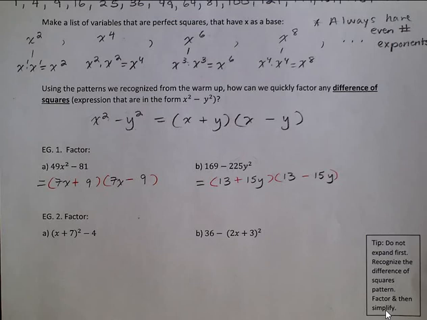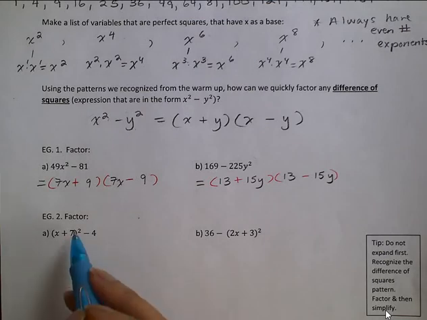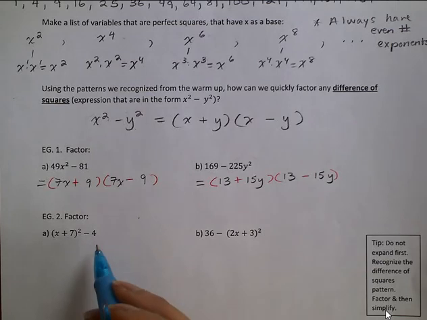And the square root of 225y squared is 15y, so it goes in that second spot. We're going to do some questions that look a little bit more challenging. So example 2 says to factor. Now, this is also a difference of squares because x plus 7 squared is a perfect square. If I take the square root of x plus 7 squared, I get x plus 7. And 4 is a perfect square.